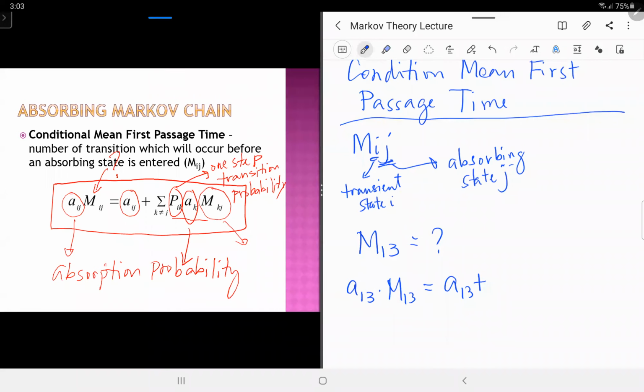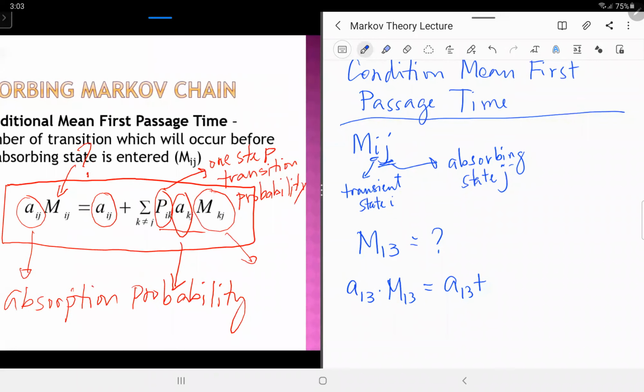Okay, so let's enlarge this a bit. It's PIK, AKJ, MKJ, where K is not equal to J. So again, this is your I, this is your J.